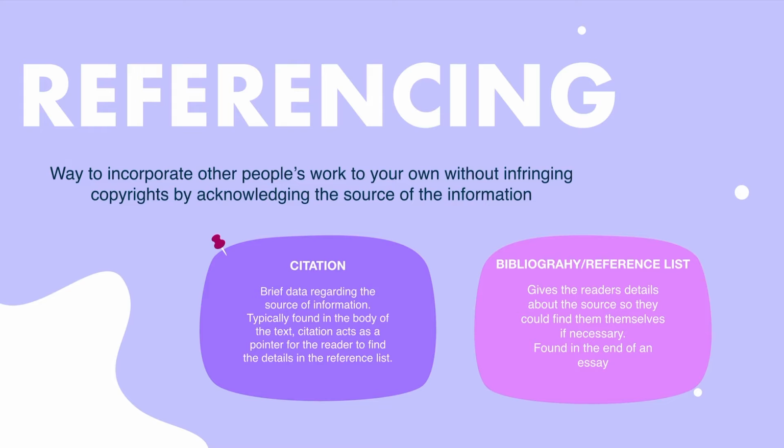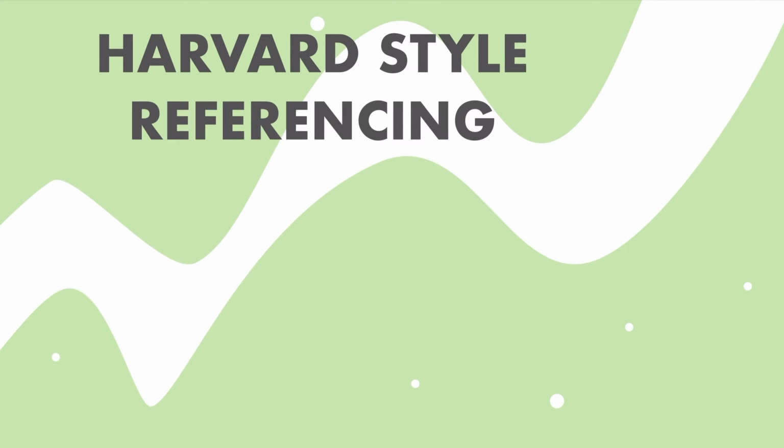Citation is brief data regarding the source of information. Typically found in the body of the text, citation acts as a pointer for the reader to find the details in the reference list. Next is the reference list itself, which gives the readers details about the source so they could find them themselves if necessary, found at the end of an essay. Great! Now we got that out of the way, we can talk about Harvard style referencing itself.